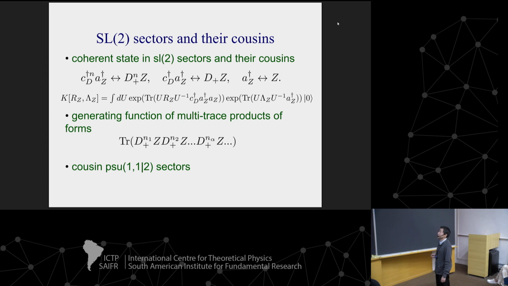The SL(2) sector is also similar to the conventional QCD theory. It is also related to the Wilson line and the form factors. We can also consider cousin PSU(1,1|2) sectors by including two other fermions. And this sector also includes near BPS states. It is also relevant to the spin matrix theory, in which one can take a low temperature limit to include near BPS states.